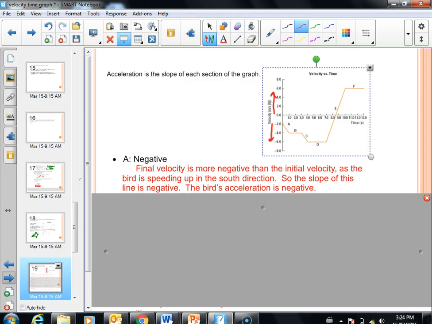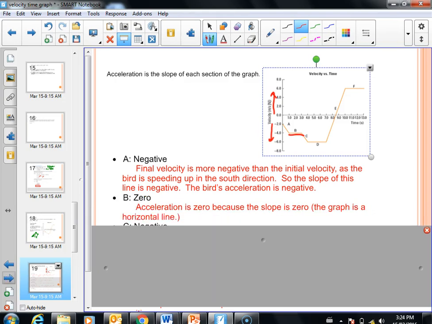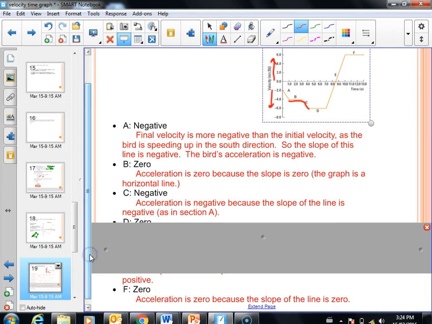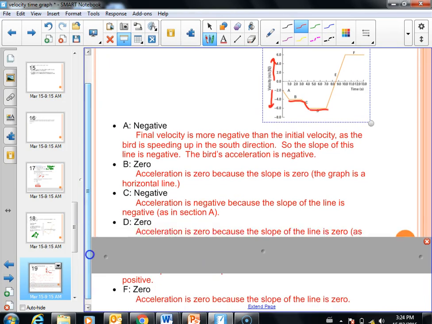Then at B. B is, again, this horizontal line. We know about this, right? This means that it's 0. There's no acceleration because the slope is 0. There's no slope. It's a horizontal line, no acceleration. C. Well, C looks an awful lot like A, so I'm going to guess negative again, as it's going in the southern direction, and you have final velocity more than initial velocity. D, oh, this is getting too easy here. D is, again, another horizontal line. We know about that. That's going to be 0.